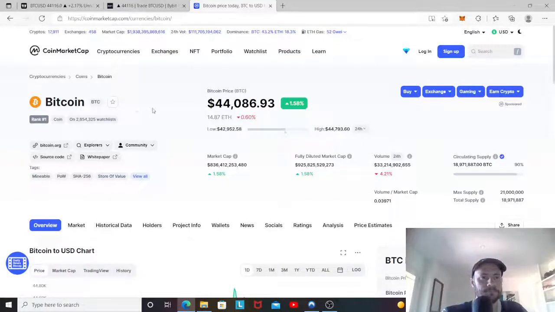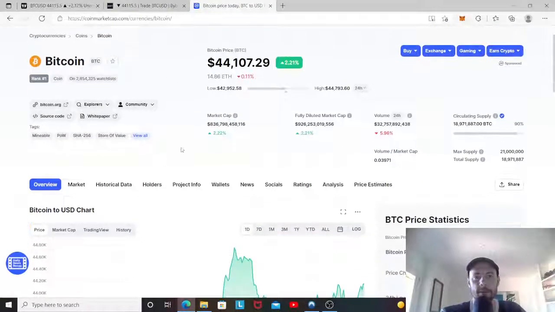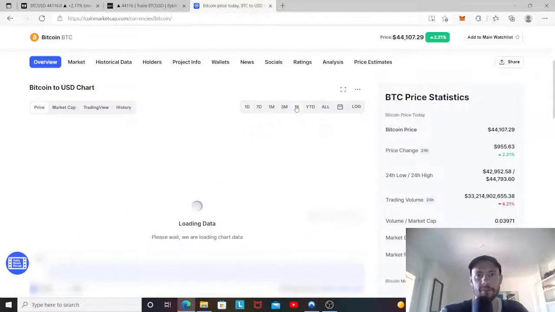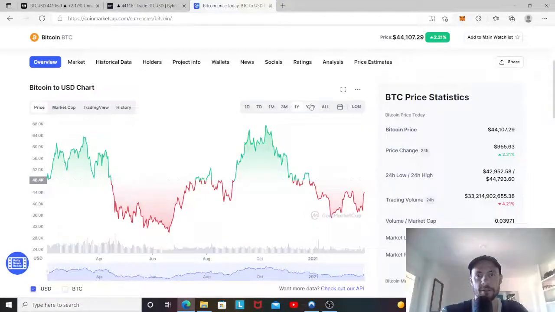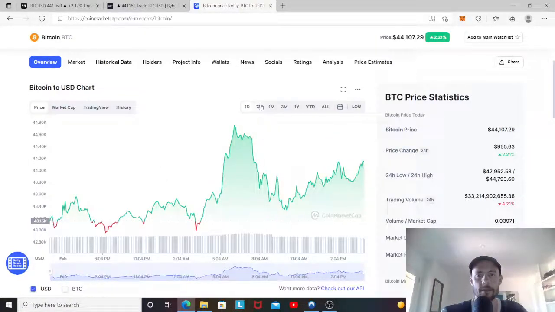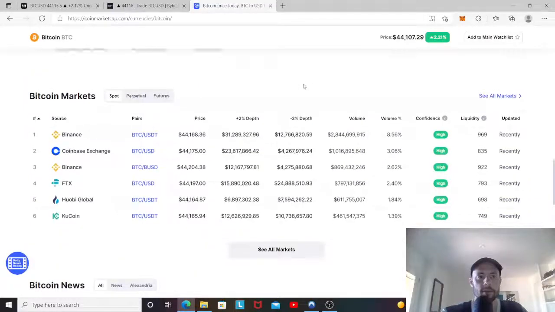If we go back to the main page, you can click on one of these and it'll show you more about them. It'll have, like, mineable, proof of work, store of value. This is for Bitcoin. Shows you the market cap here, and then scroll down a bit, you'll see the chart here. You can go to the last 1 year, 3 months, all, whatever you want, last 1 day, 7 days, and yeah, you can learn more about it.